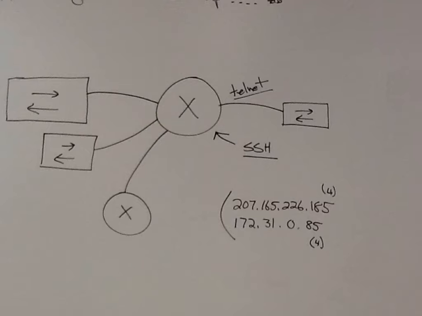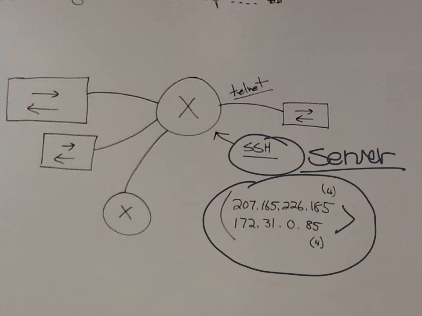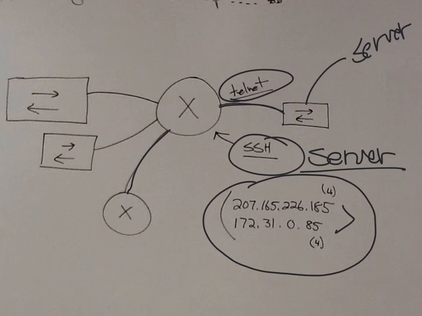Alright, one last. So here's the big picture. We can SSH to a server. These both happen to be work server 2. And then that server is connected to the main switch. From that server we can telnet to the routing device and get to our devices in the room.